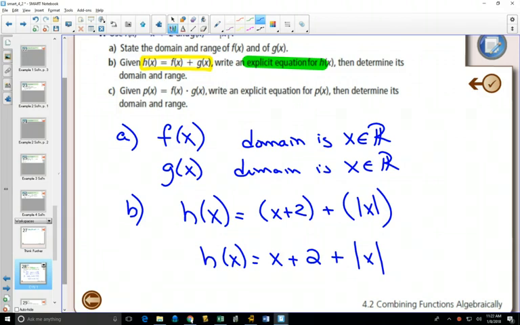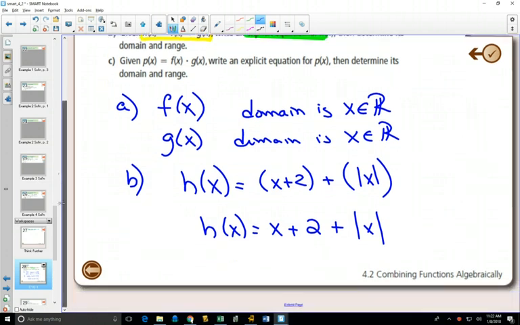So right now, to determine domain, we already knew that the domain is going to be everything. There's no non-permissible values here. Okay? So our domain is everything. Now to figure out our range, maybe we're going to have to graph this. We're going to have to think about the equation a little bit to see what happens.